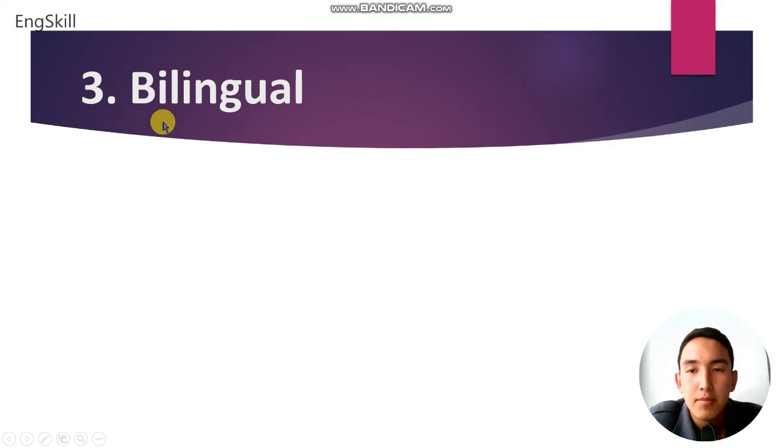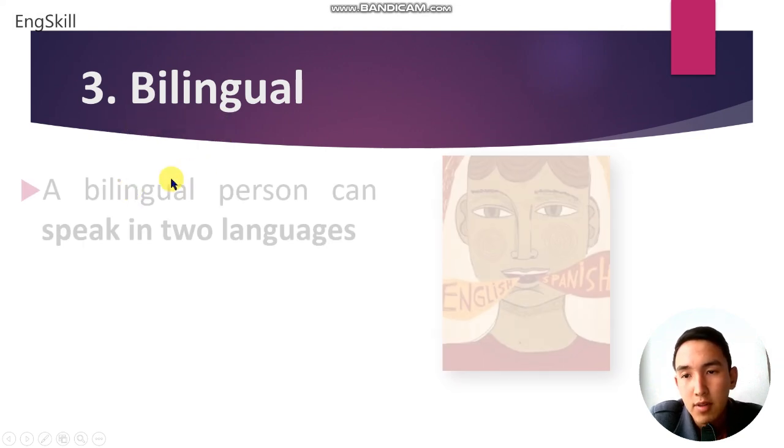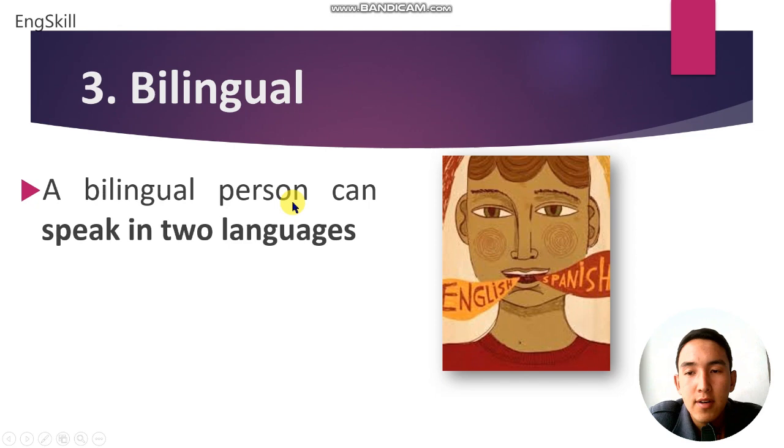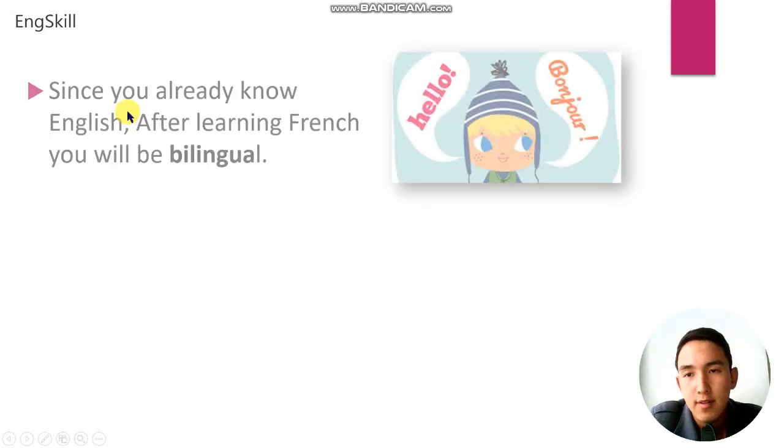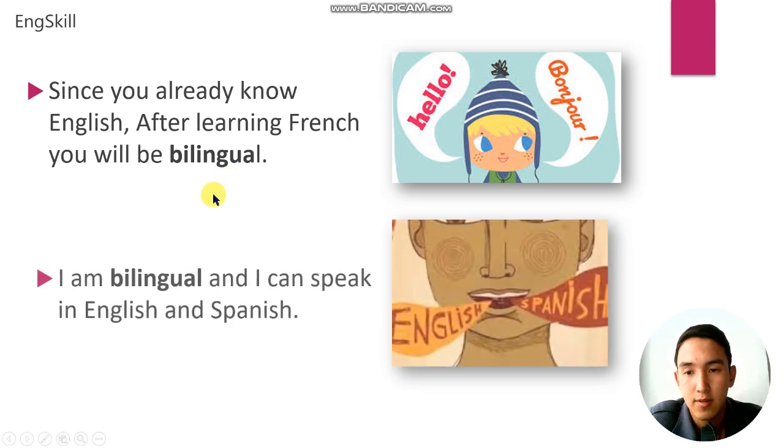Number 3, bilingual. A bilingual person can speak 2 languages. For example, since you already know English, after learning French, you will be bilingual. I am bilingual and I can speak English and Spanish. This person is bilingual because he can speak English and Spanish.